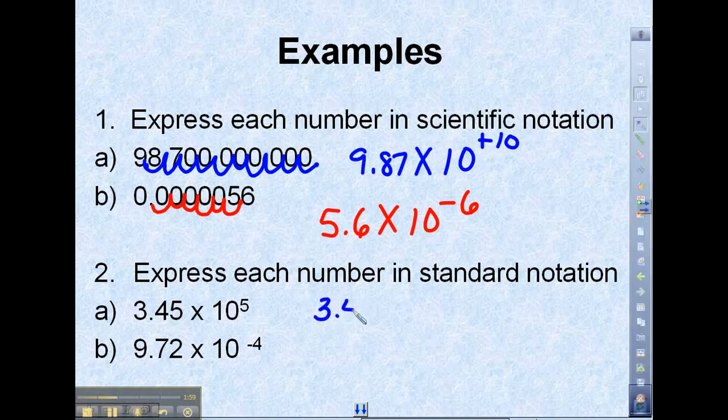So what you do is you start off with your factor, and because it's positive, to make this a big number, you're going to move the decimal point to the right. How far to the right? 5 places. 1, 2, 3, 4, 5. What goes in the gaps? That's right, zeros. Place your commas and rewrite the number.